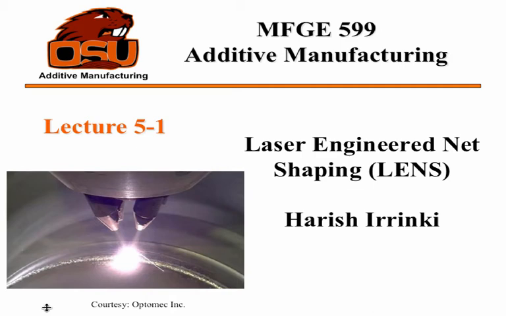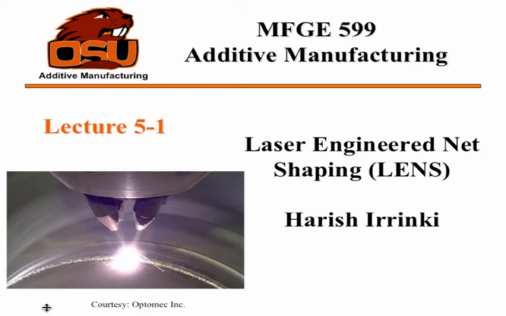Today I'm going to discuss laser engineered net shaping, LENS, a blown powder additive manufacturing process. As I mentioned in my last presentation, LENS has advantages compared to powder bed additive manufacturing. It has high deposition rates, and it can repair mold surfaces and parts where build height is a constraint, which is not possible in powder bed additive manufacturing.